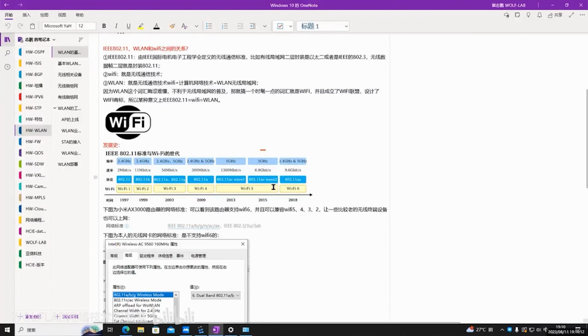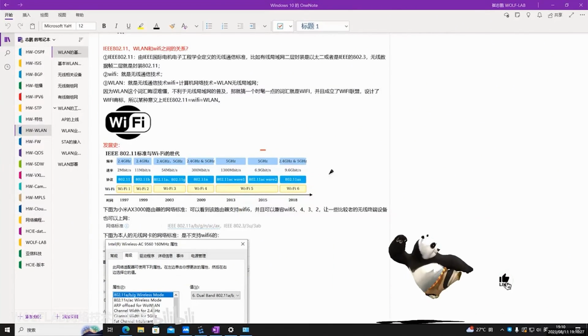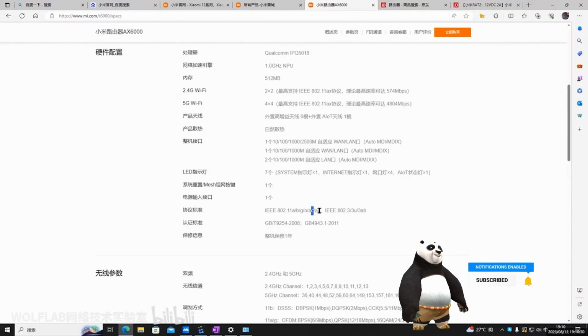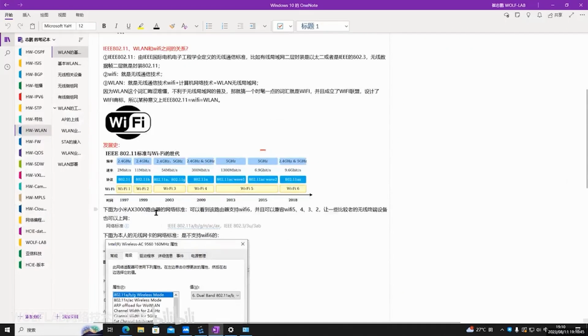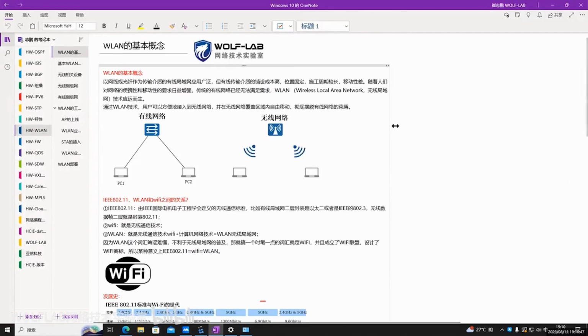So when I buy a router that supports Wi-Fi 6, can I experience Wi-Fi 6 speeds? Definitely not. You see, the router is backward compatible. You can't say that because your device is older and only supports Wi-Fi 5 or say only supports Wi-Fi 4, it can't connect to your router and you can't go online. That definitely wouldn't work. This is our WLAN technology. Its development isn't too difficult.